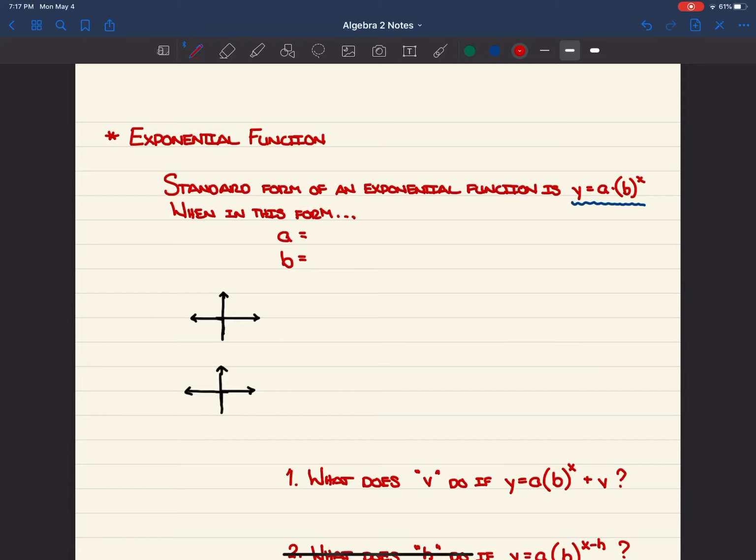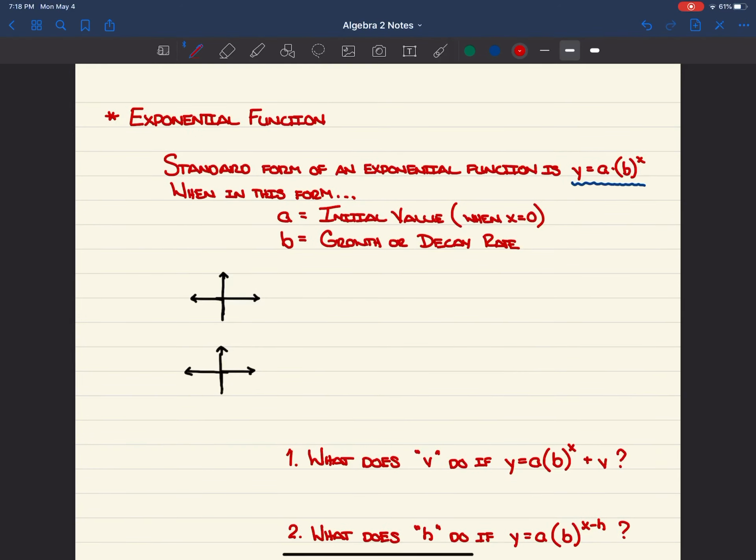The a value is what we call the initial value. And this initial value is really, what does your function equal when x equals 0? That's your initial value. Your b value is what we call either the growth or decay rate. So it's how fast your exponential is either going up or going down. If we expand on this a little bit, the first example we saw was an example of a growth function, right? It looked something like this.